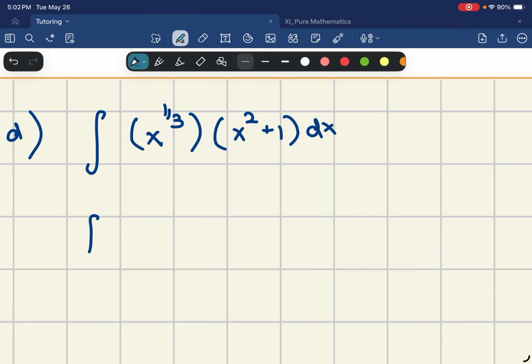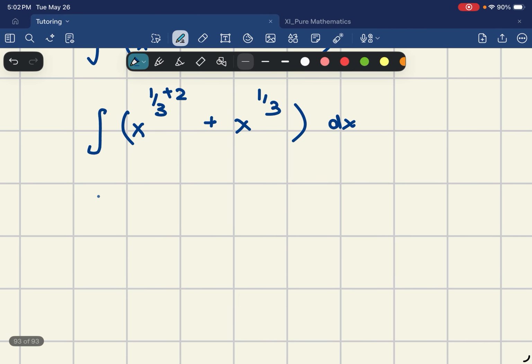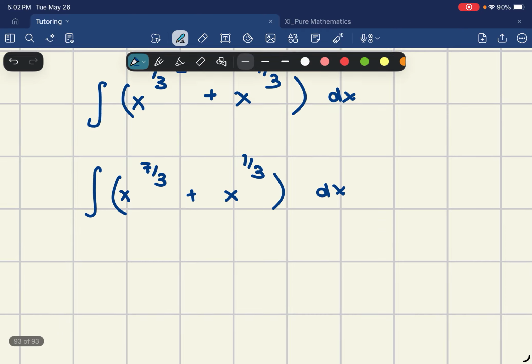So let's just simplify. We have x to the power 1 over 3 times x squared, if I distribute this inside, plus x to the power 1 over 3 dx. Integral. Now this is just going to be x to the power 1 over 3 plus 2, right? Using the laws of exponents. Plus x to the power 1 over 3 dx. And that is the integral of x to the power. Now if you add 1 over 3 plus 2, that is going to be 7 over 3.